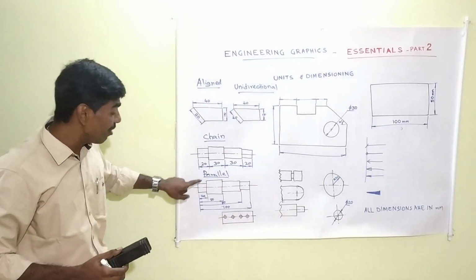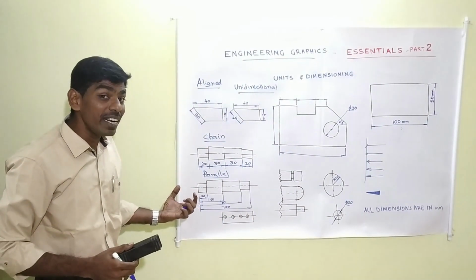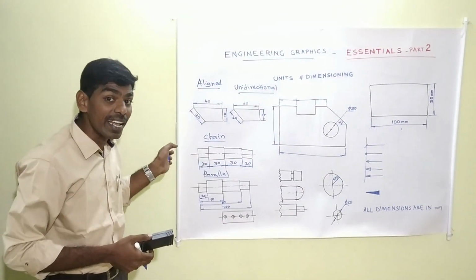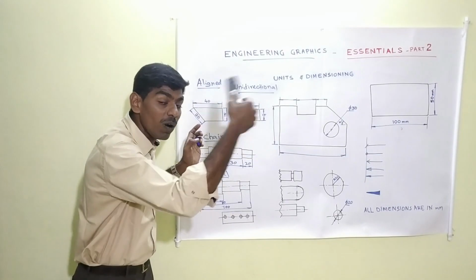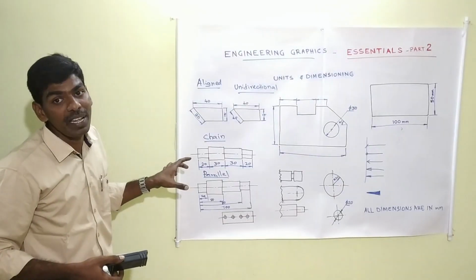In certain cases, we will be using parallel dimensioning in industry because the error possibility is less here. In chain dimensioning, it could get accumulated. Once when there is an error, it could get accumulated for all further dimensionings. So this is how we need to choose which one to be chosen.